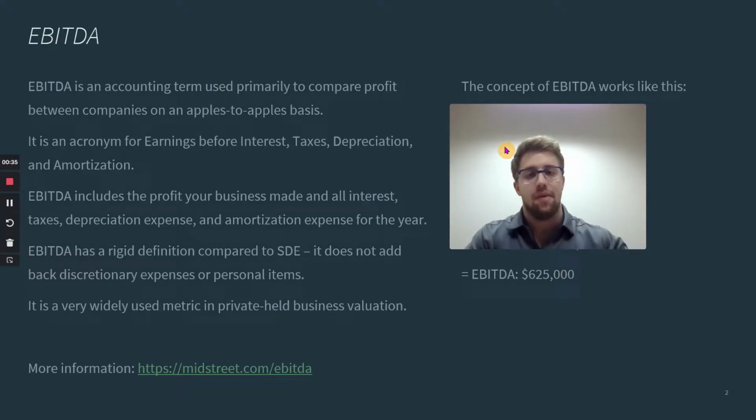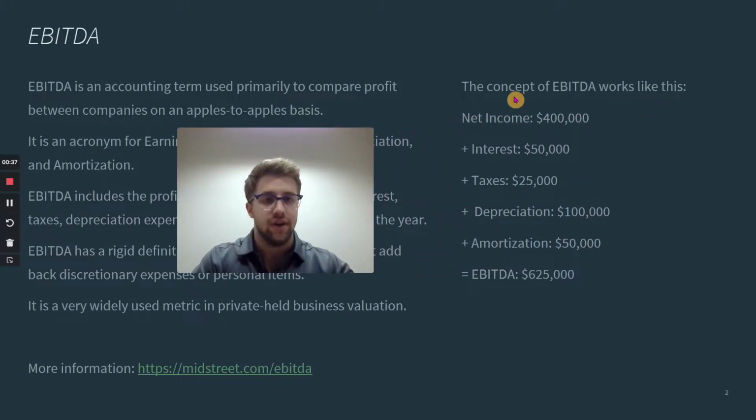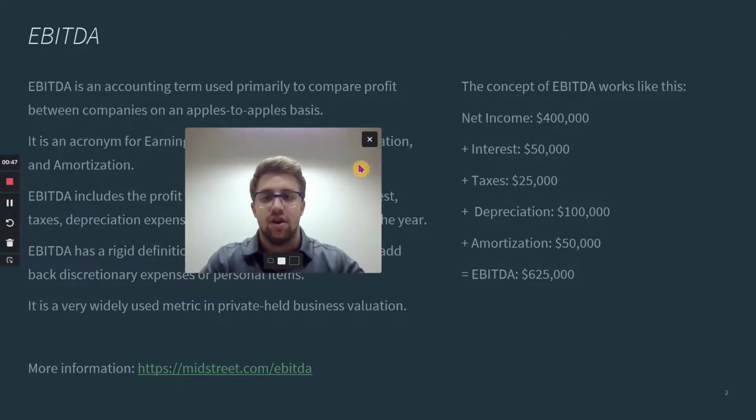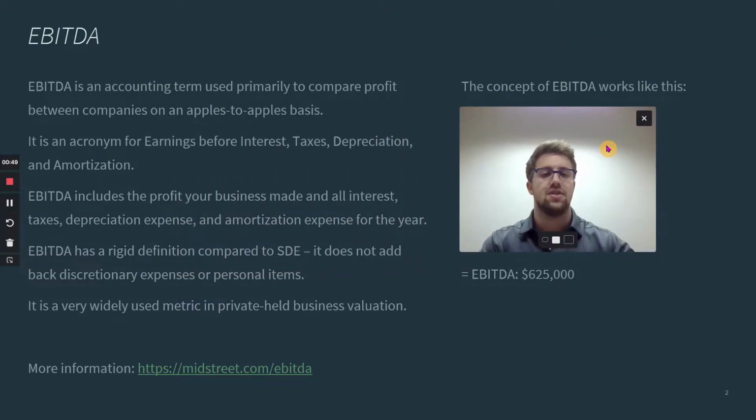Taking a look on the right here, EBITDA is when you take your net income and add back the interest, the taxes, the depreciation, and the amortization to come up with that number. The purpose is that when you add back depreciation and amortization, you're getting rid of the non-cash expenses. The interest you want to get rid of because it's affected by the loans the business has and not the operations.